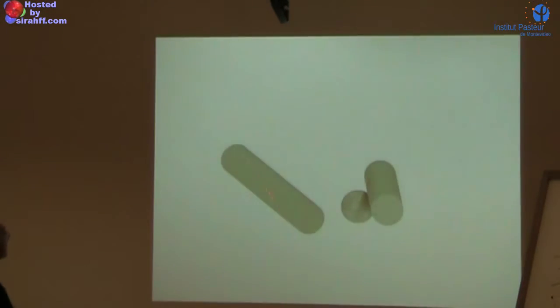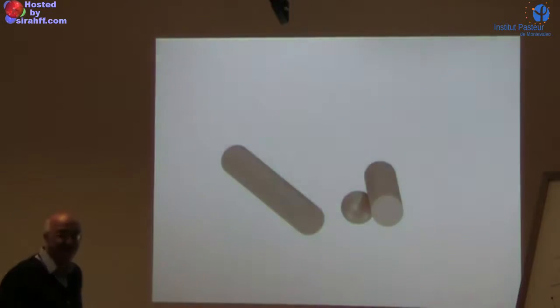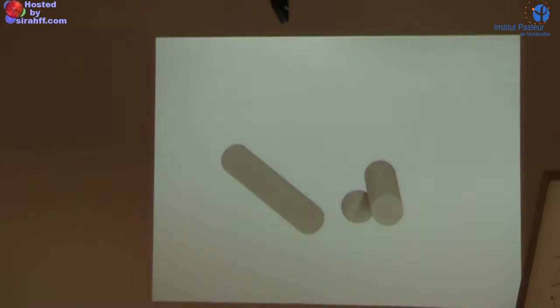What happens? I put here these two alpha helices. This is alpha leucine. This picture reminds me of the spherical horse. It's a very well-known joke. If you don't know it, I'll tell you. So, what is the joke? Okay.